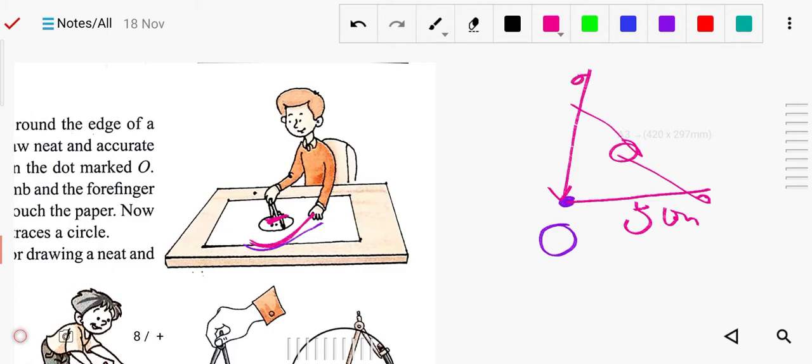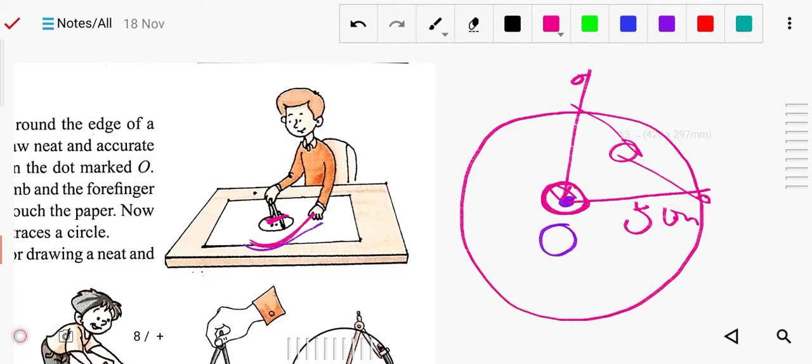Just press the metal tip over here, fix your metal tip over here, and then you just move around like this. By the help of this pencil the circle will be drawn, and this circle's radius will be 5 centimeters, and its diameter will be 10 centimeters, because this side is 5 and again this side also will be 5. So its diameter will be 10 centimeters.